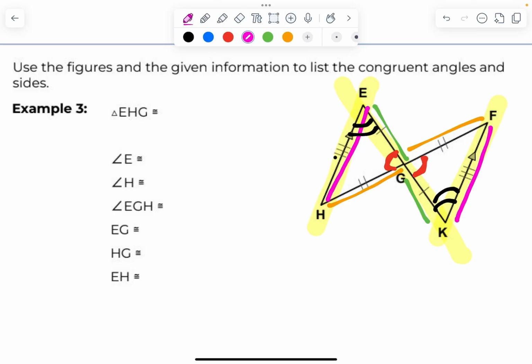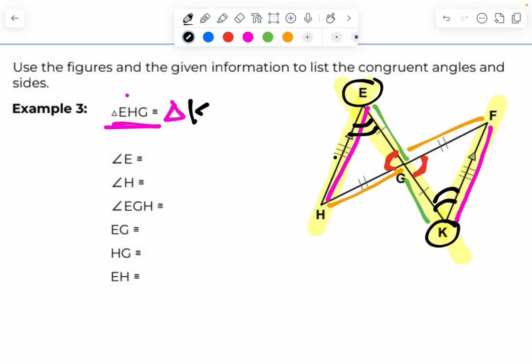So the first thing let's do is let's write our statement with our triangle. Triangle EHG is congruent to triangle, and now we're going to go in the same order. E is the one that has the 2 measurements, the 2 lines on the angle. So that's going to match angle K. So we're going to start off with a K. Then we have H.